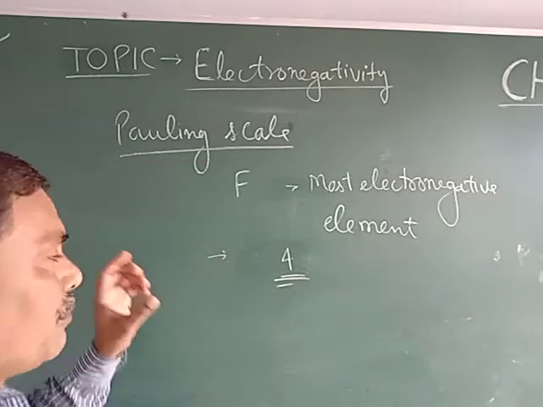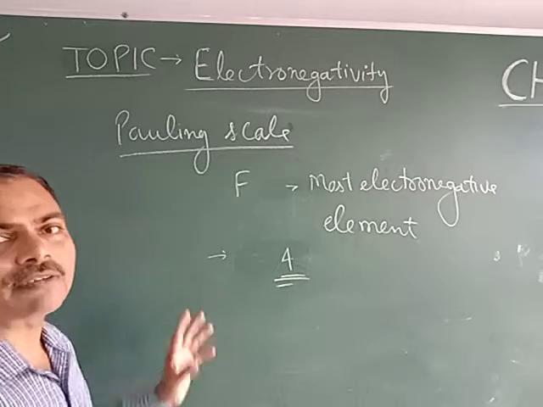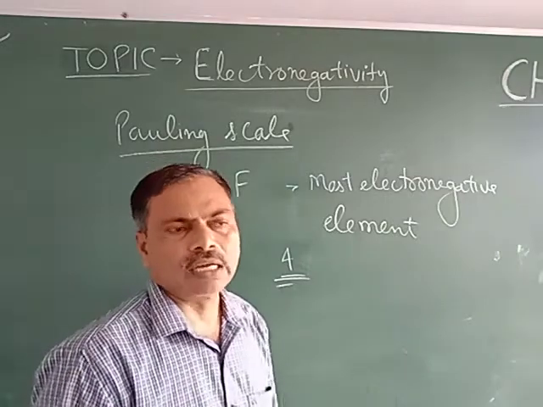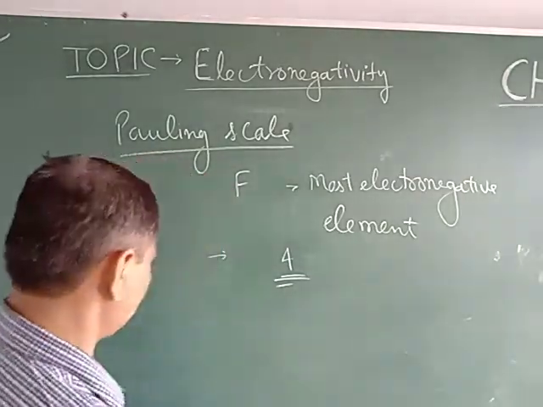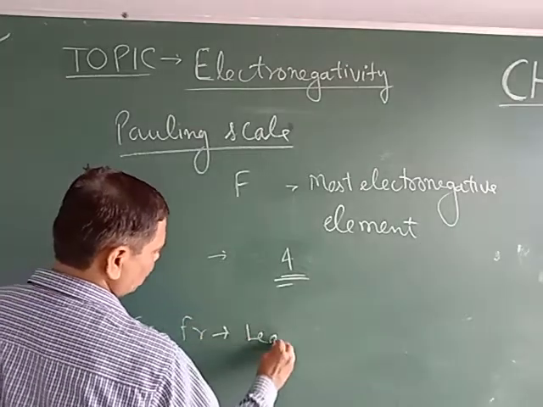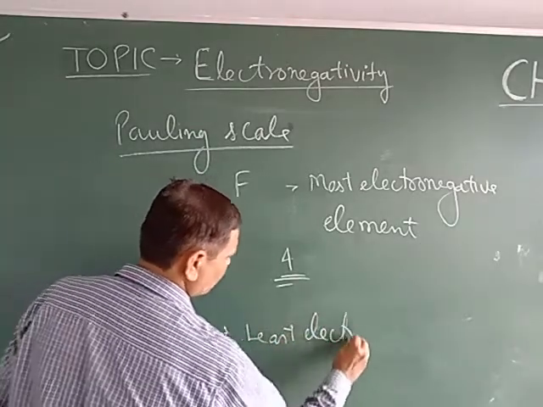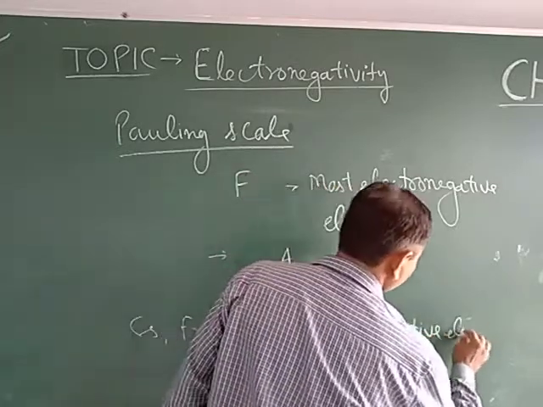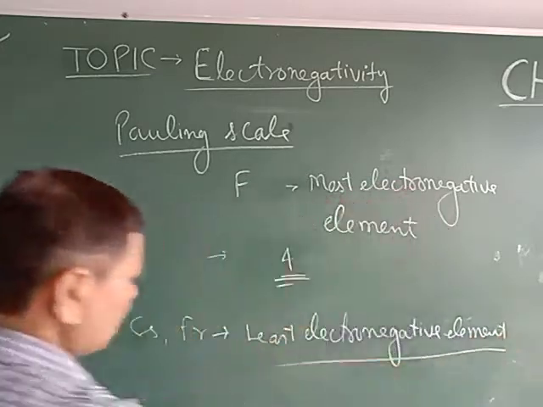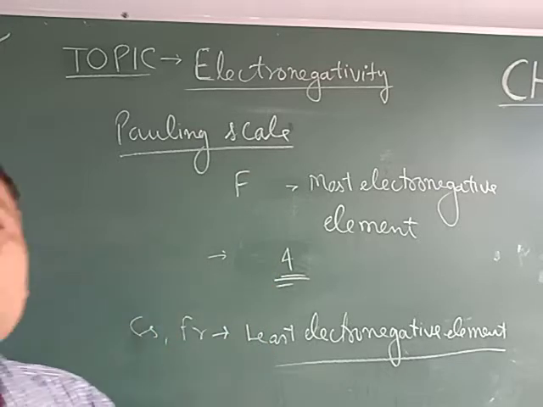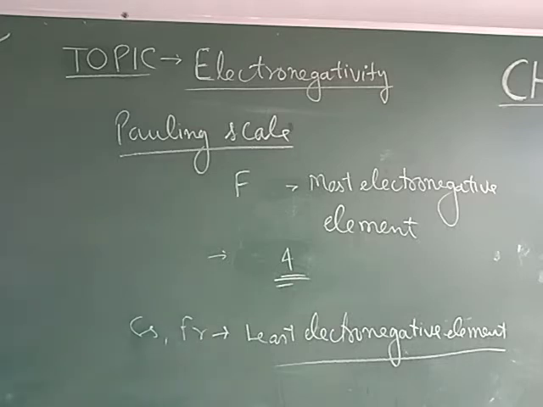While cesium and francium, which are present in the first group, are the least electronegative elements. Fluorine is the most electronegative element. Cesium and francium are the least electronegative elements, which are present in the alkali metals.